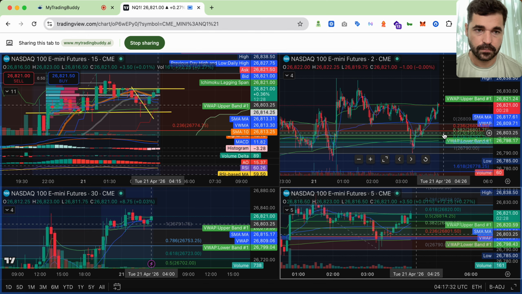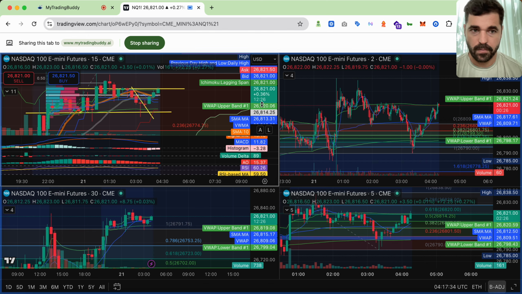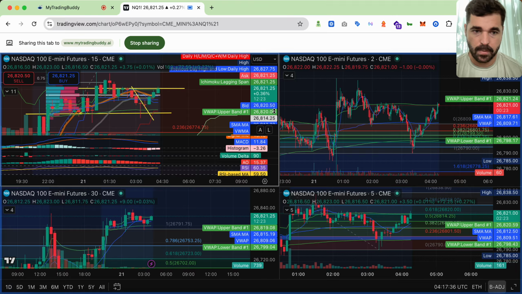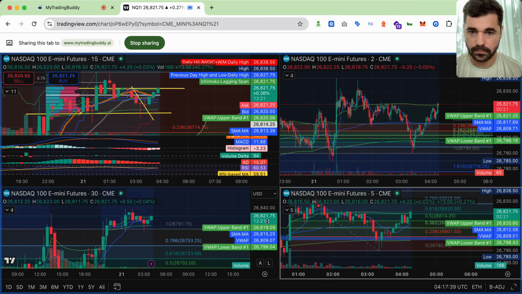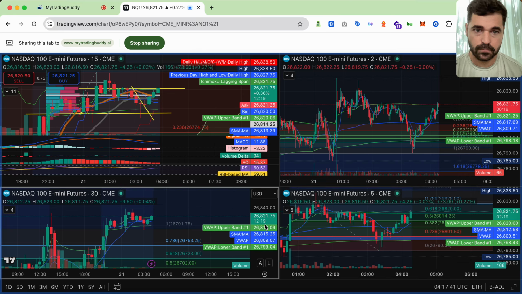If price pulls back there, that could be a good place to look for entries, considering it aligns with our bullish bias and the VWAP support. Upside targets would be the recent highs and then potentially towards 26,850. How does that sound to you?